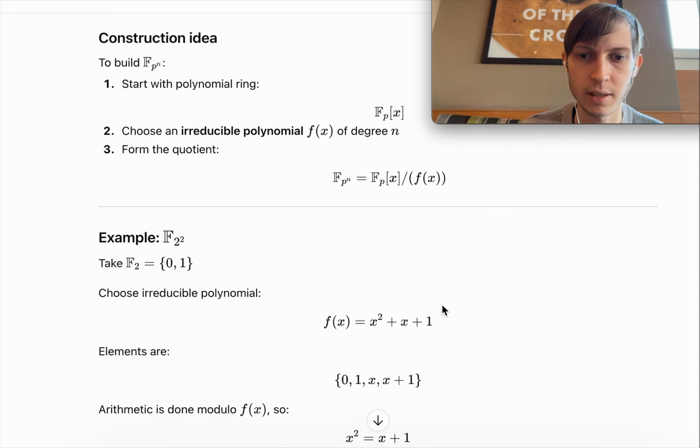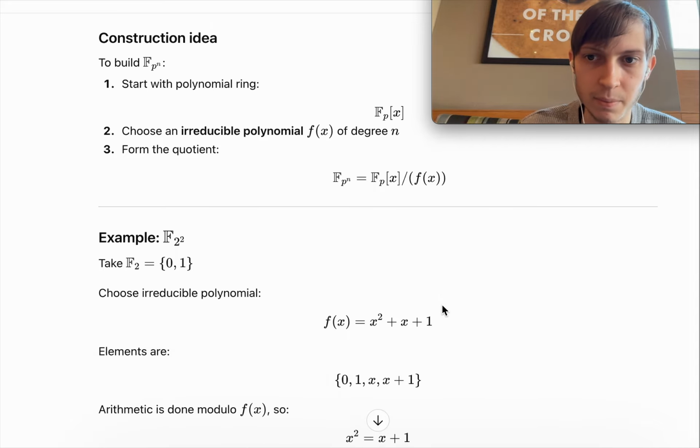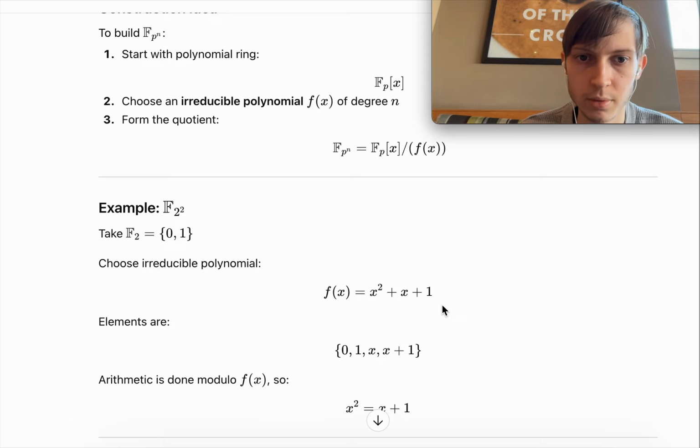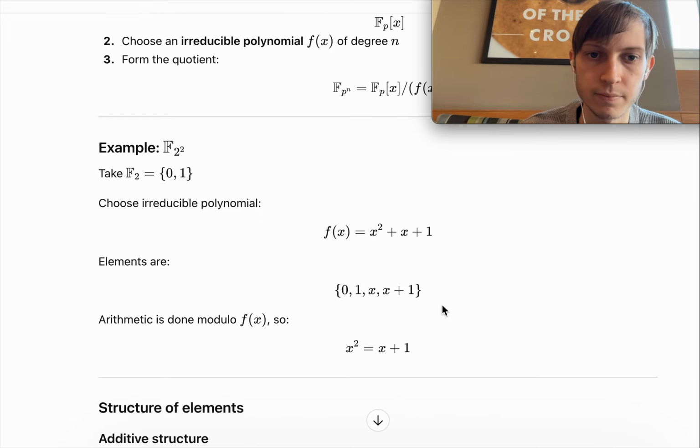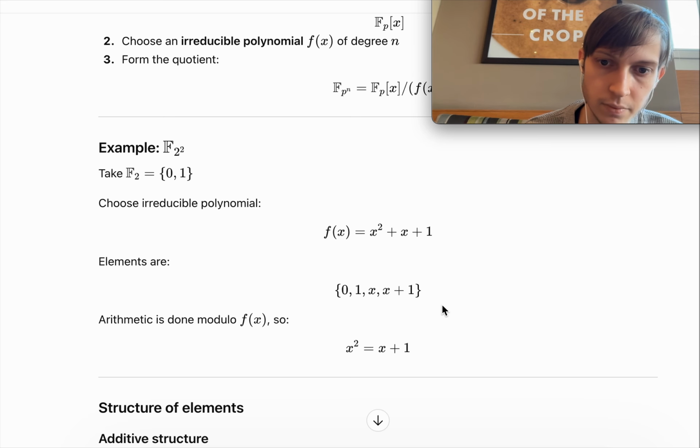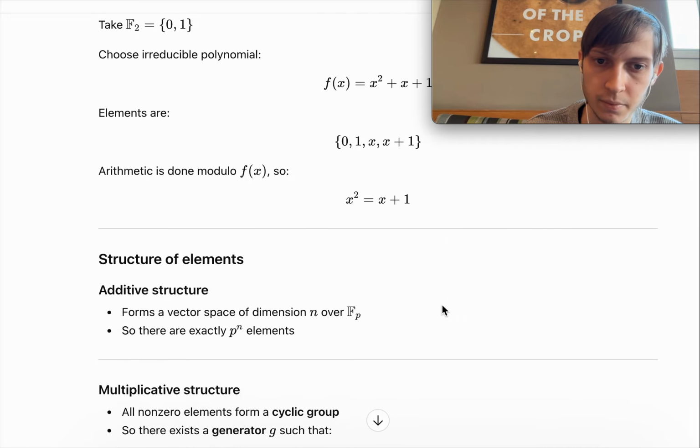So we are given an example: F sub 2 to the 2. 2 is prime and 2 as an exponent is an integer, so everything is satisfied. We use the field with 0 and 1, and we choose the irreducible polynomial x squared plus x plus 1. Elements are 0, 1, x, x plus 1. Arithmetic is done modulo f of x, so x squared is x plus 1. Interesting.